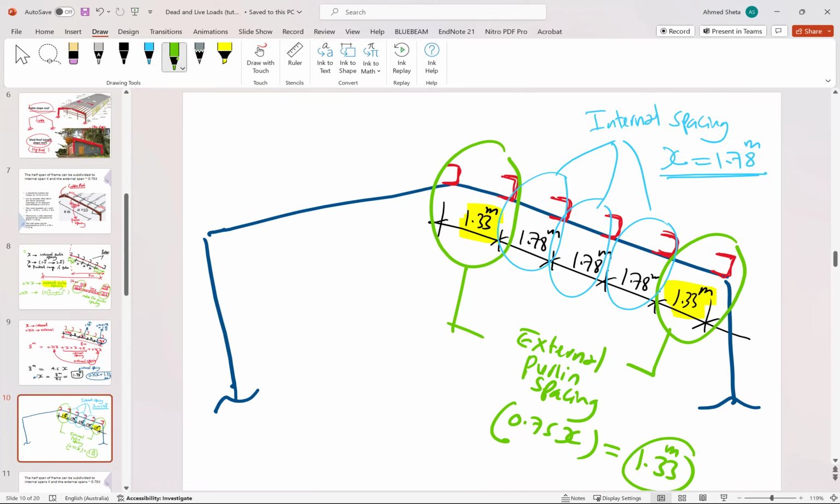Yes, because all the time the external spacing will be multiplied by 0.75. Yeah, to account for wind loads. That's correct.